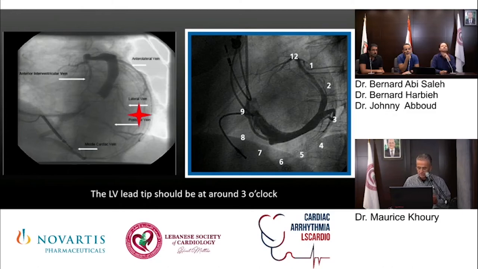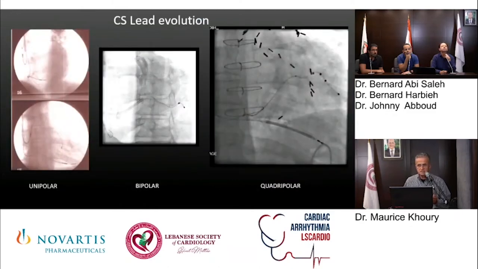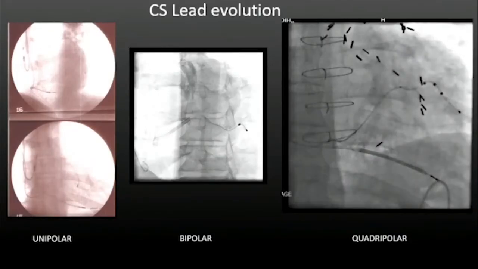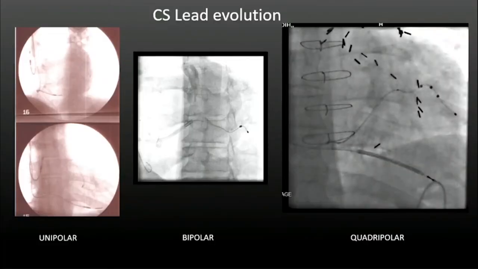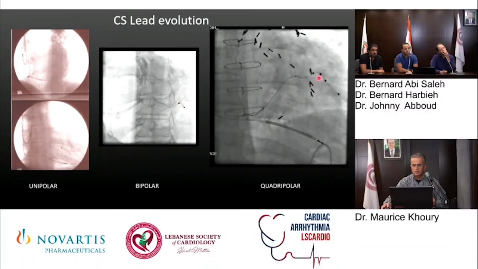Now, how can you reach it through the coronary sinus? Very simple. So you can use, as we said, a CS lead. It could be a unipolar where you have only one electrode. It could be a bipolar, where you have two. And now most of the time we are using the quadripolar electrodes. So you can have the unipolar as you see it here, the bipolars here, and now you can see the quadripolar electrodes.